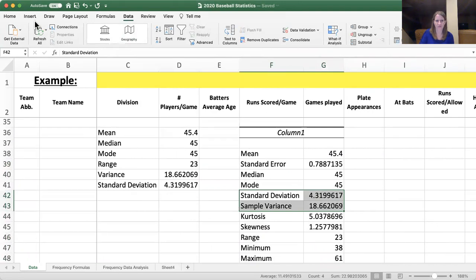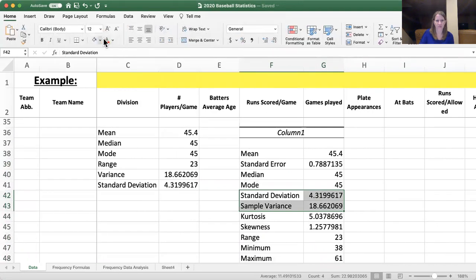So again, you could just have those 3 from your descriptive statistics, or you could actually use the Excel formulas and figure it out for yourself. And so these 3 tell you how much variability you have in your data set.